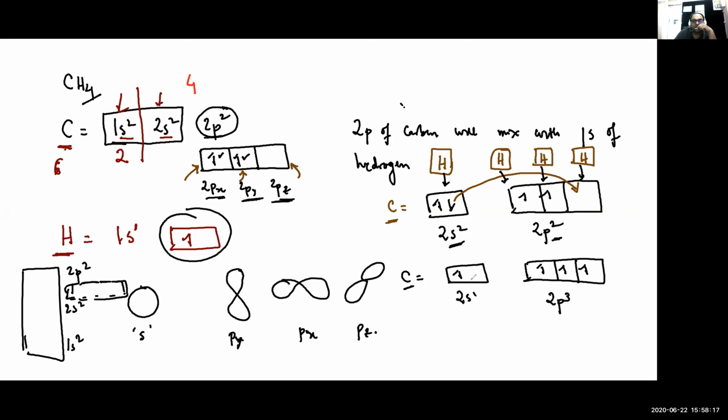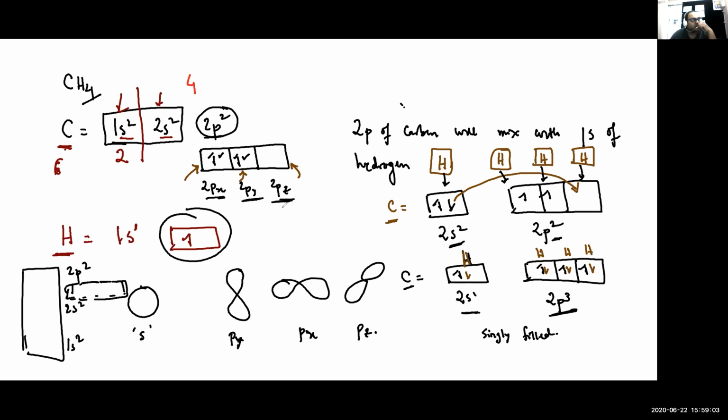And finally forming what? 4 hybridized orbitals. Not 4 hybridized. Now this has become a 2s and this has become a 2p. Okay? Now all of them are singly filled. So are they now ready to form bonds with the hydrogen atoms? Yes. So now each hydrogen donates an electron like this.